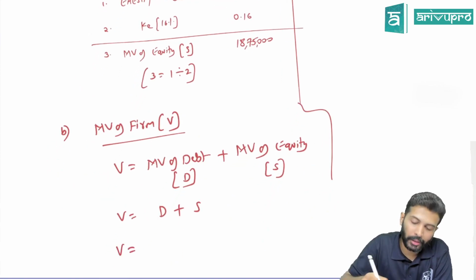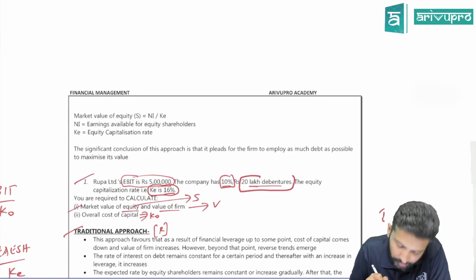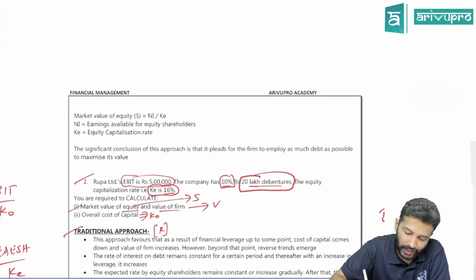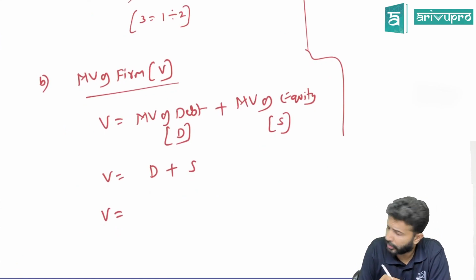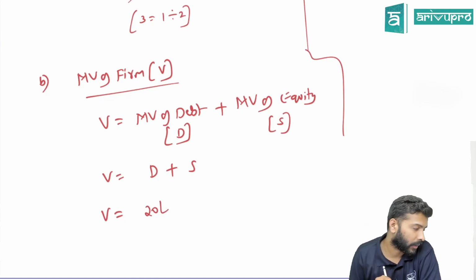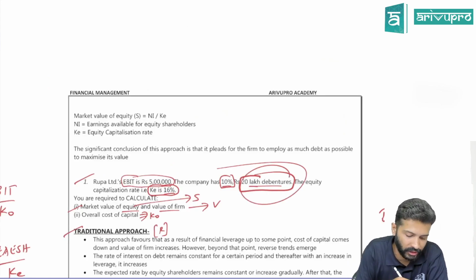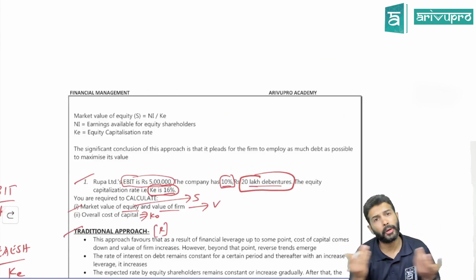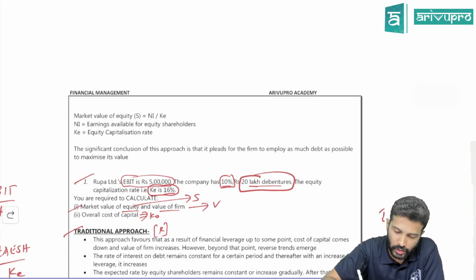Check the problem. Have they given the value of debentures? Yes. How much is the value of debentures? 20 lakh. Have they given any other information? In these sort of problems, they will not give any other information. That means the value of debt itself is 20 lakh. The given value itself is the market value of the debentures because no other data is given. So the market value of the debenture is 20 lakh.